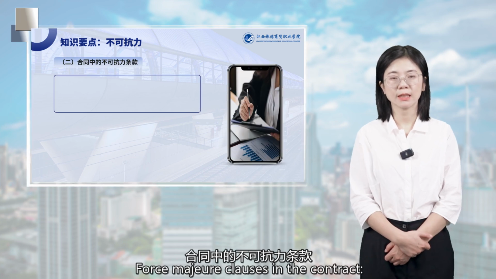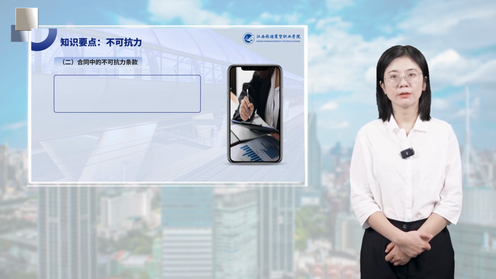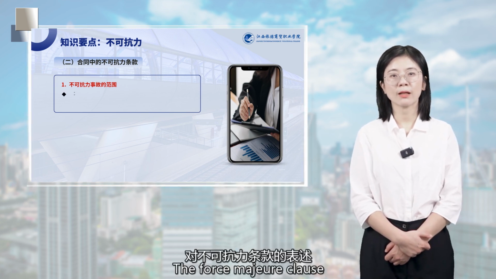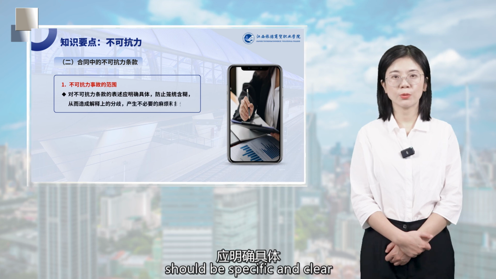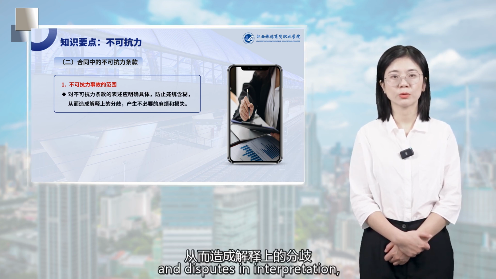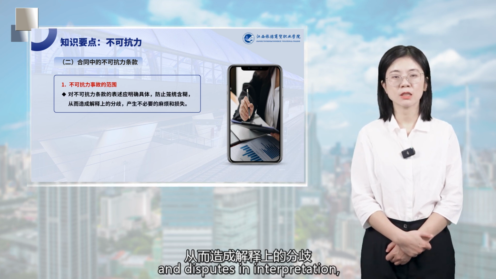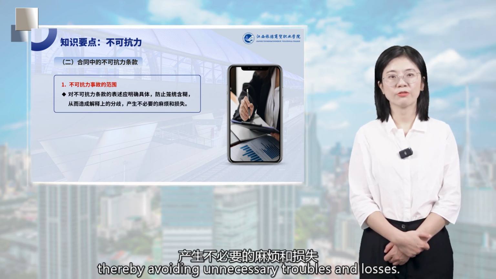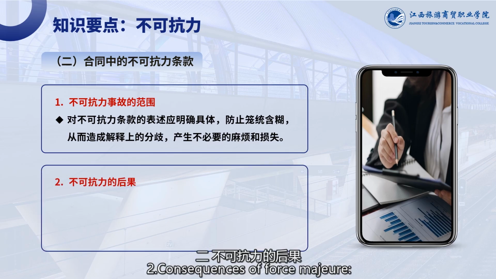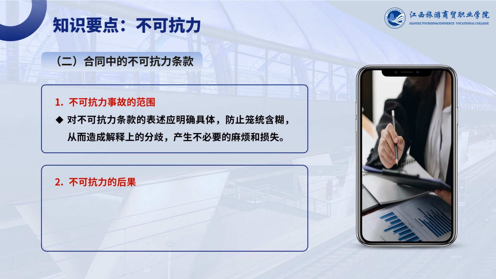Force majeure clauses in the contract. 1. Scope of force majeure. The force majeure clause should be specific and clear to prevent ambiguity and disputes in interpretation, thereby avoiding unnecessary troubles and losses. 2. Consequences of force majeure.